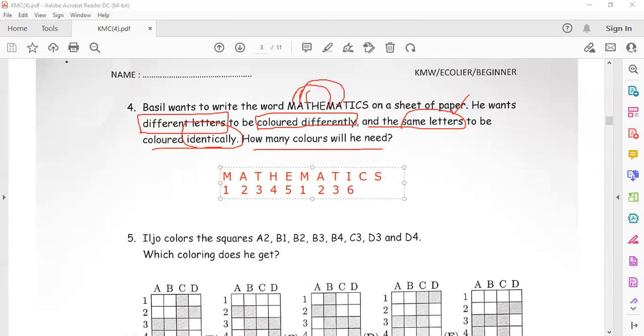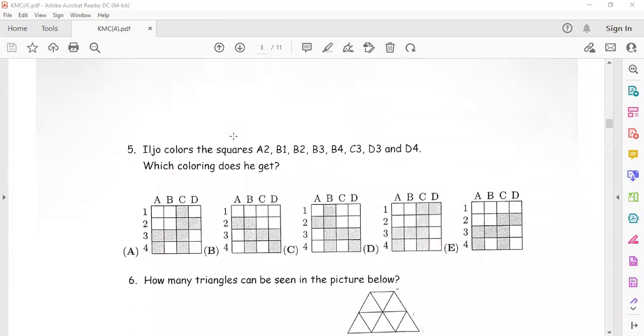Okay. And is there C anywhere before? None. So this would be the 7th color. And is there an S before this? No. So this will be the 8th color. So how many colors will he need? He will need 8 colors. Got it? Clear? Let's now move on to question number 5.